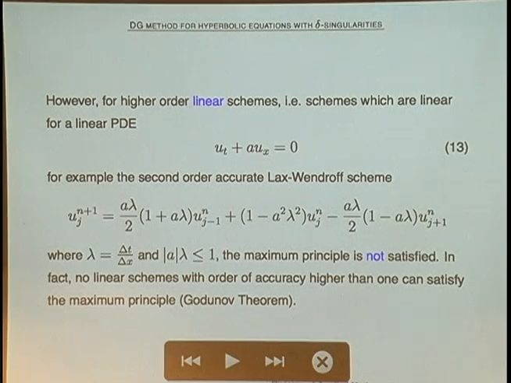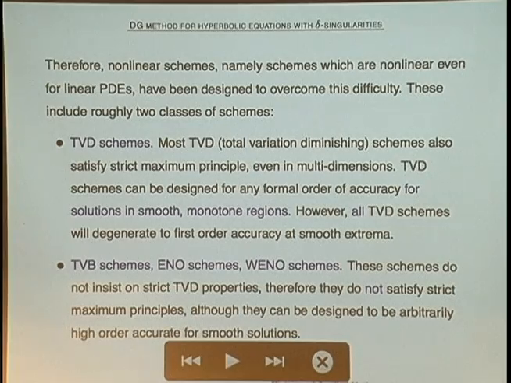For linear schemes, Godunov theorem. For nonlinear schemes, you can do better. So there was a lot of work in the 80s and the 90s, actually started in the 70s of last century. A lot of total variation diminishing schemes and also ENO schemes, WENO schemes, and so on.